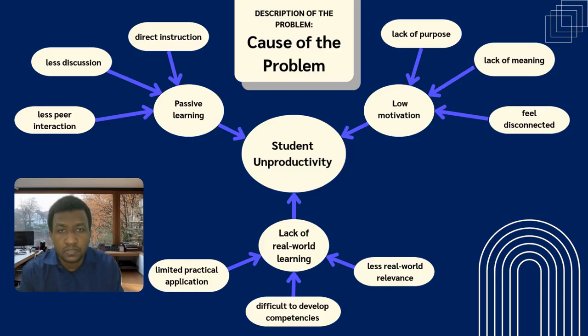In addition, passive learning methods also contribute to this problem. Passive learning usually depends too much on direct instruction, where students mainly listen instead of interacting, discussing, or applying knowledge. Compared to this, active learning is usually much more effective because it encourages meaningful discussion, interaction between peers, and collaborative construction of knowledge. So, when students are mostly taught through passive learning techniques, they become less motivated and less engaged with their academic activities.